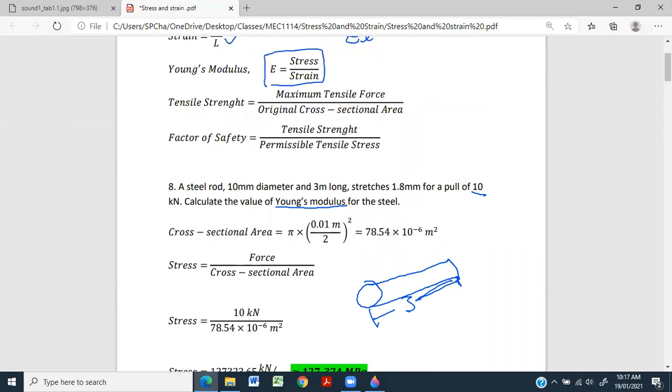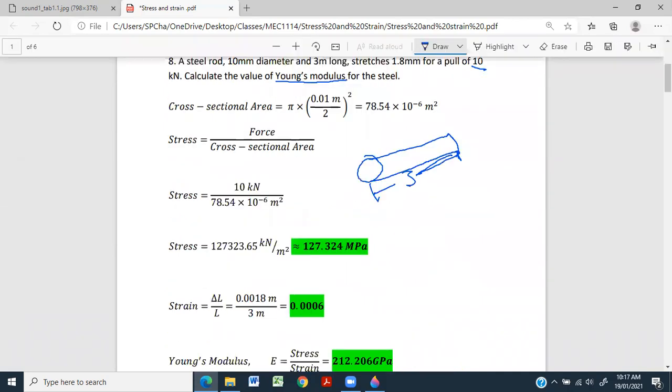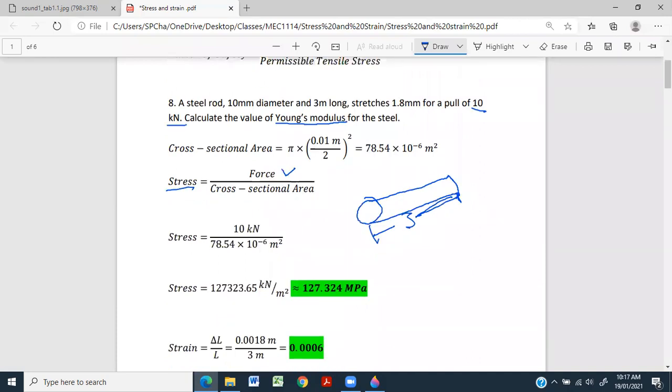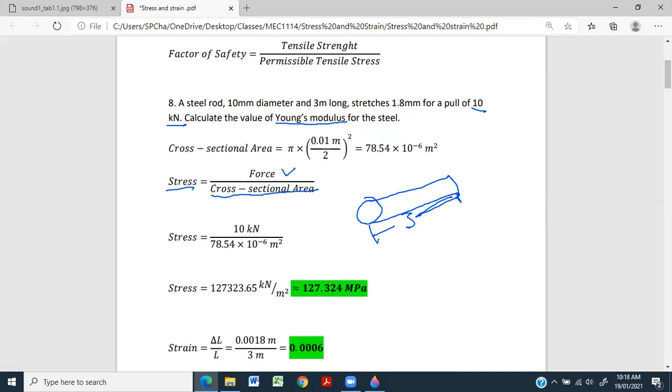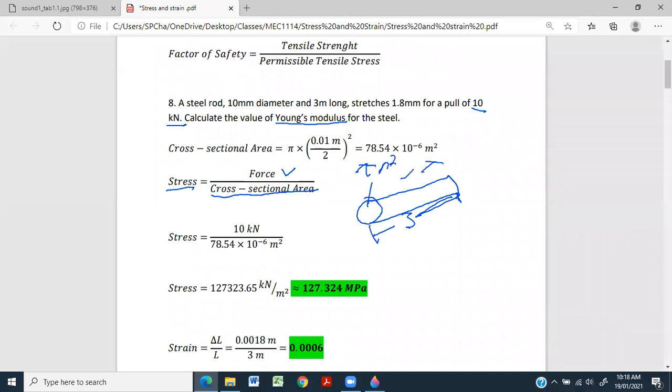So what's stress? Stress is force divided by the cross-sectional area. So we know the force is 10 kilonewtons from our question. And the cross-sectional area we can find by means of this diameter, right? So what's the formula for the area of a circle? Well, that's pi r squared, or sometimes you might see pi over 4 d squared, which is just the same formula. So pi r squared, right?